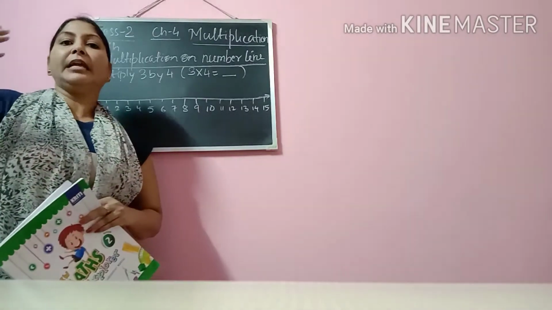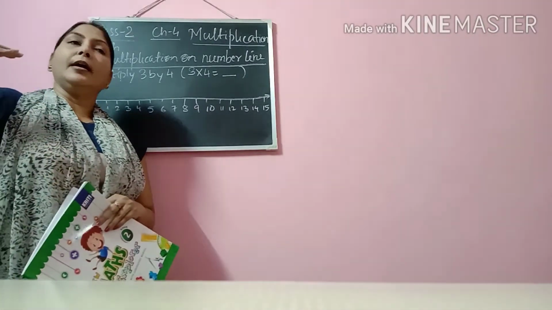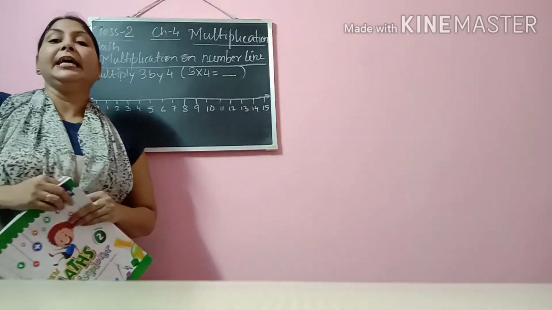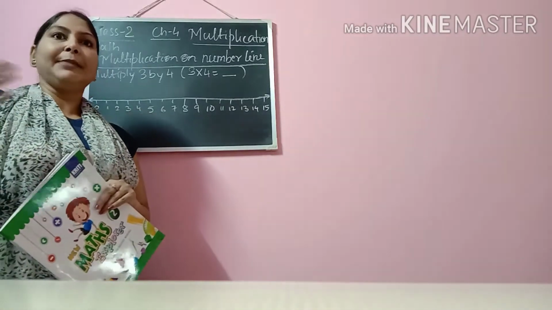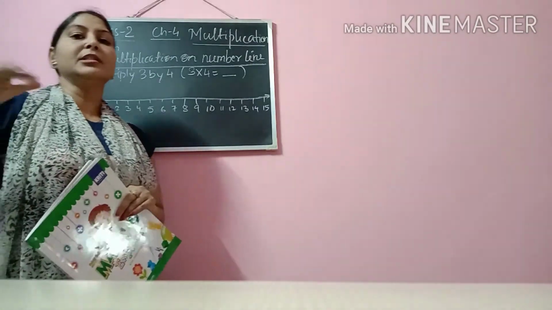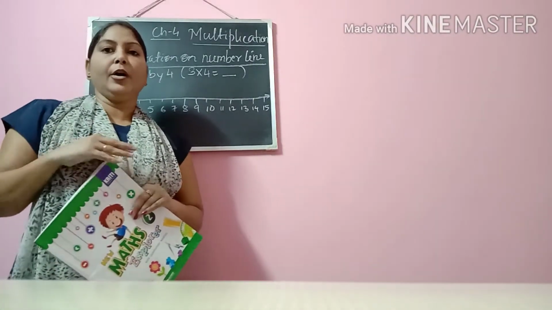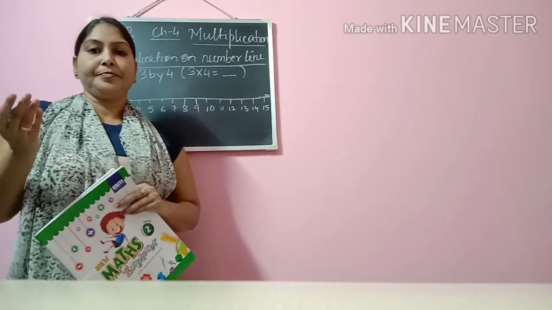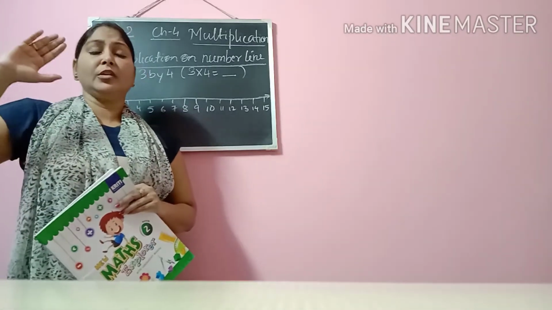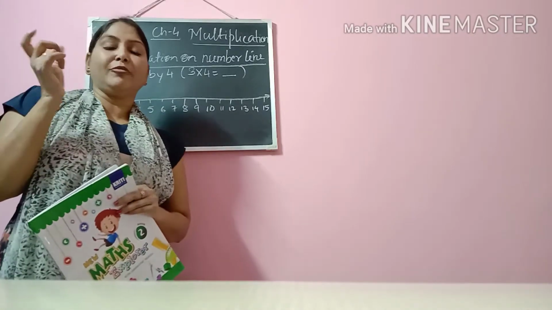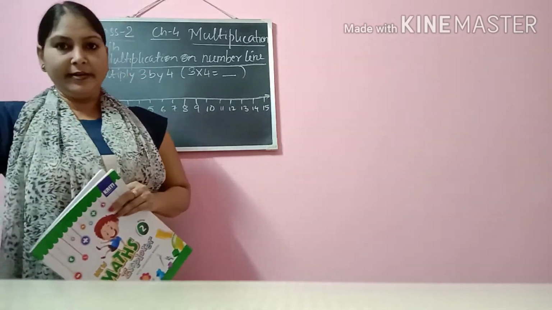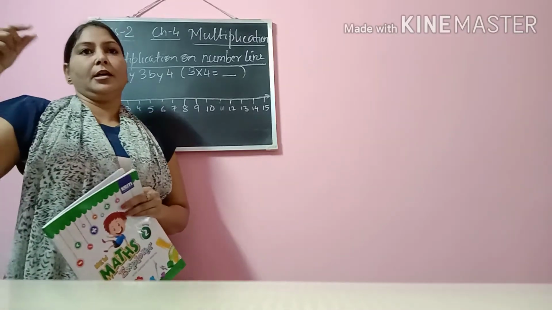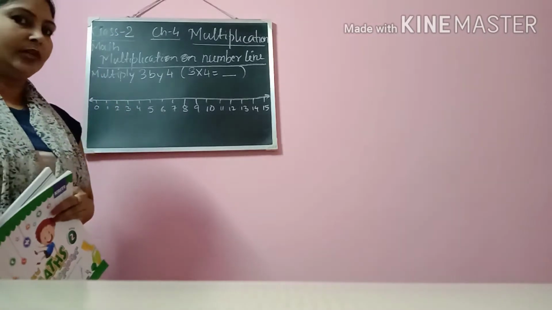Now you have learned addition on number line, subtraction on number line. Now multiplication on number line is something like skip numbers or skip counting. In your earlier classes you have learned this skip counting. If it is skip by 2, then you have to skip 2 numbers, and after skipping 2 numbers, wherever you reach, that is your destination.